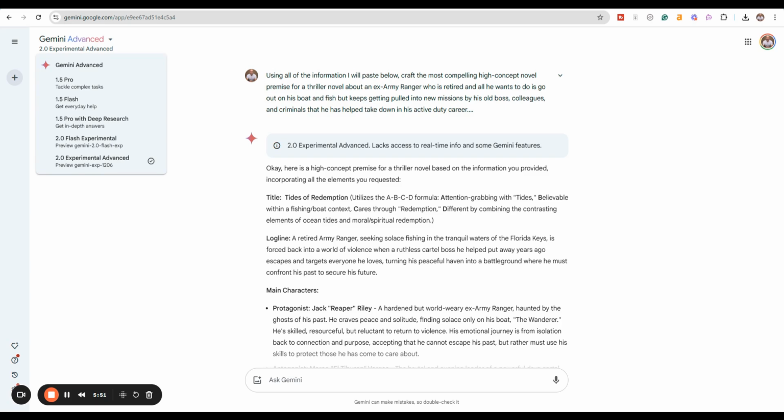The writing is pretty good. The story ideas are pretty good. I like the deep research. I'm excited about where this can go.